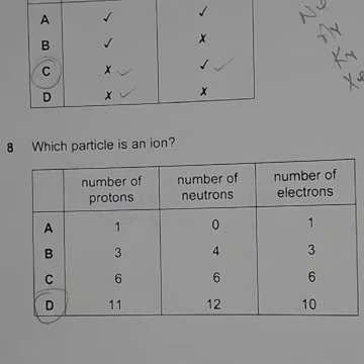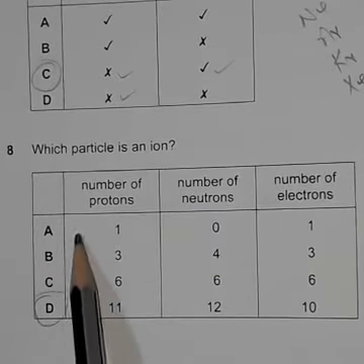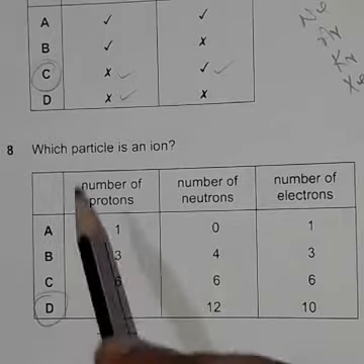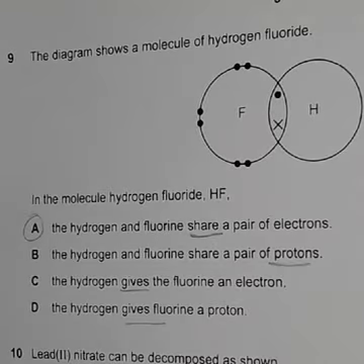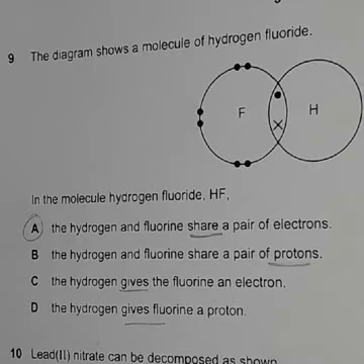Clear? Now see here, you have the first option, number of. Okay, next one, question number 9, November 2008, question number 9.